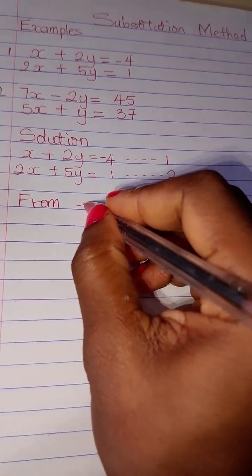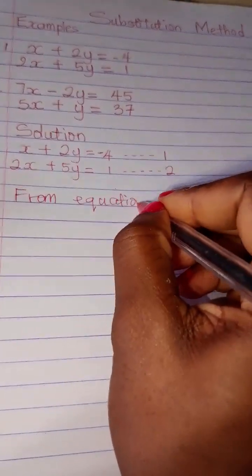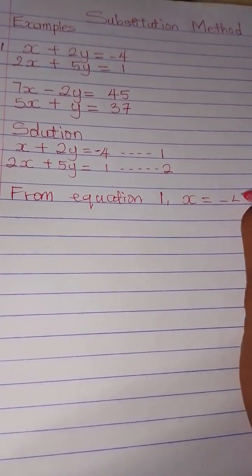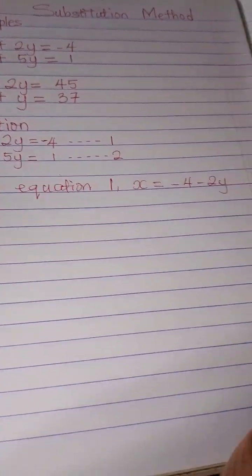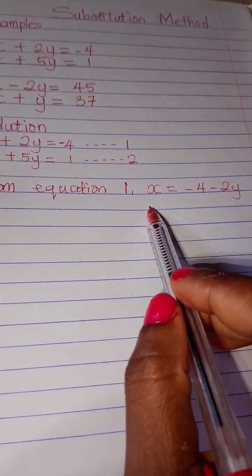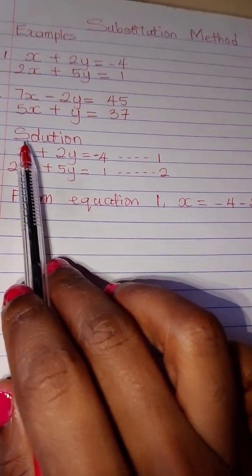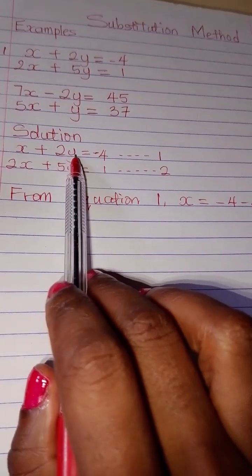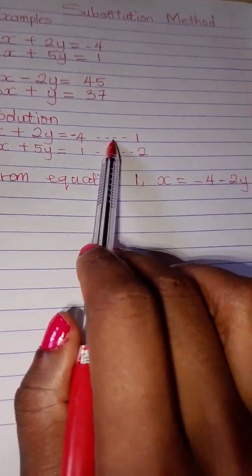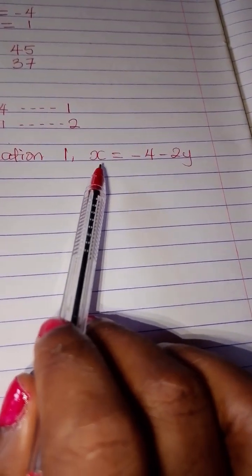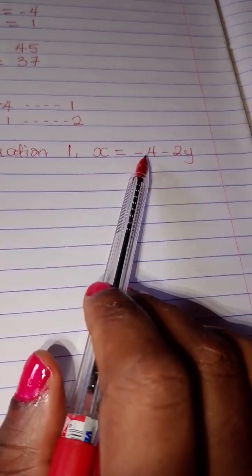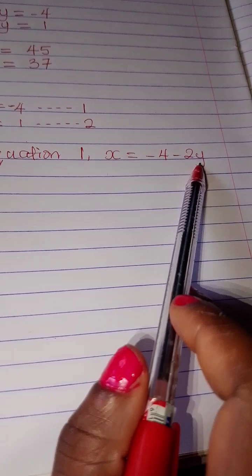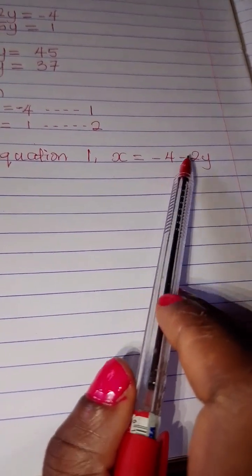From equation 1, x is equal to minus 4 minus 2y. If we make x the subject of the formula from this equation, we want only x on the left-hand side. So subtract 2y from both sides, so you have a negative 2y also on the right. That rearranges the equation to this: x equals minus 4 minus 2y. This means that x is equivalent to minus 4 minus 2y. You can, in place of x, substitute minus 4 minus 2y.